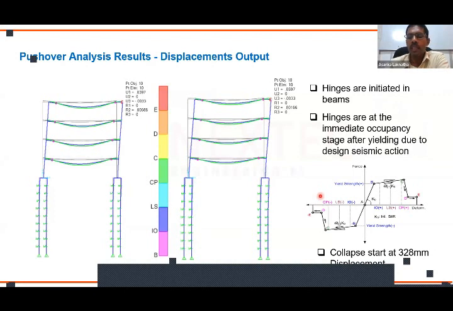Actually, the collapse started after moving 320 millimeter displacement. That figure was not shown, but it is the same as this one, starting on the beam, but at 328 millimeter displacement, which is very great, larger than the seismic demand of the frame. So with this, we could conclude to the main consultant that our structure is safe for seismic force, and it is in the ductile region.